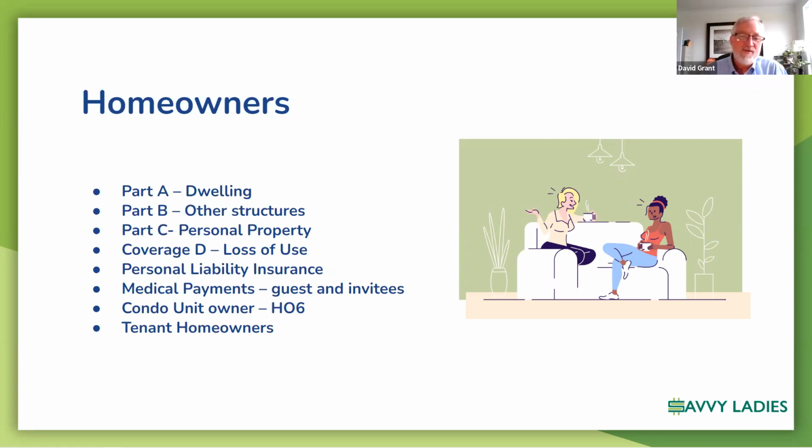And HO1, HO2, HO3, and HO5 are all variations of the same product. They just insure the property against different perils. HO1 being the simplest, it's a basic policy. HO2, we add some more perils to it, and they call that a broad policy. HO3 is a special perils policy with named perils on your personal property. And an HO5 is special on the house and special on the contents.